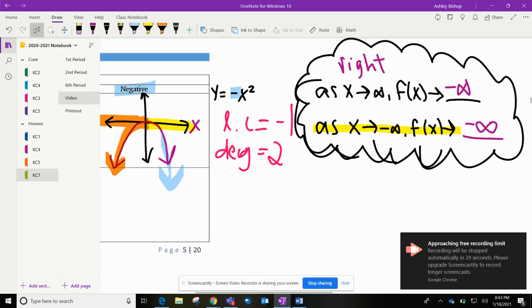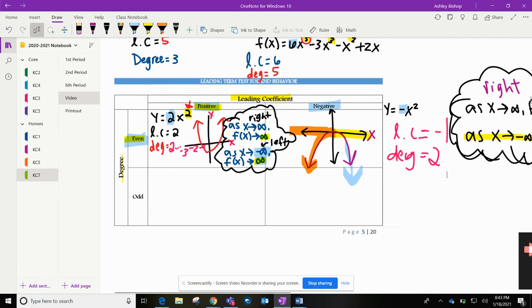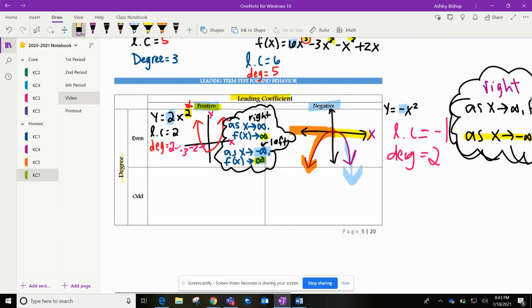All right, and I'm going to show you a shortcut now to know how to remember this. I don't expect you to memorize this, but I'm going to show you a shortcut here in the next video that will really help you decide what's going on without needing a graph.